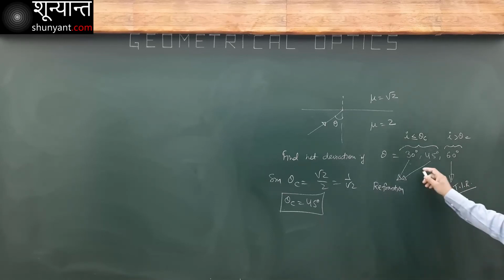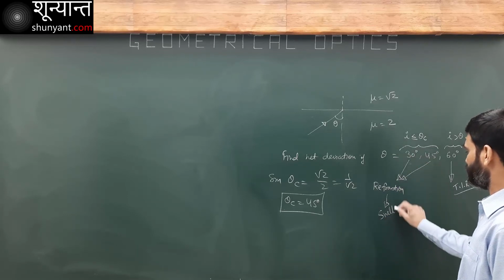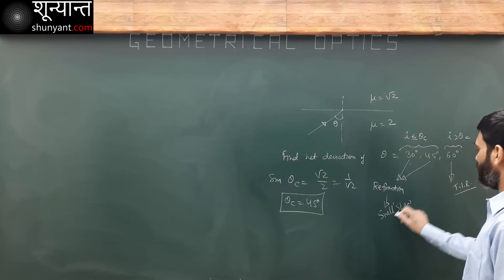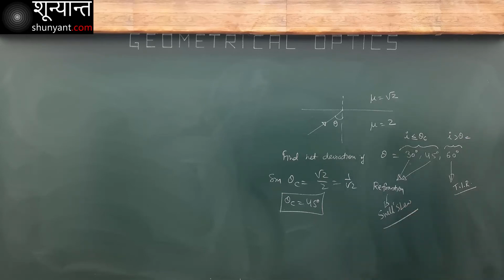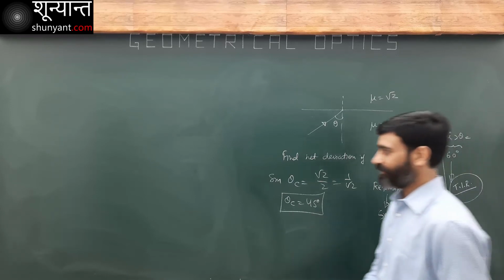So I can apply Snell's law for these two. I don't really have to apply Snell's law for this one, because this is equal to the critical angle. Corresponding to this, the angle of refraction is going to be 90 degrees. I already know this. I know that here reflection is going to happen. I just have to apply Snell's law for this angle, 30 degrees. Okay, let's do that.